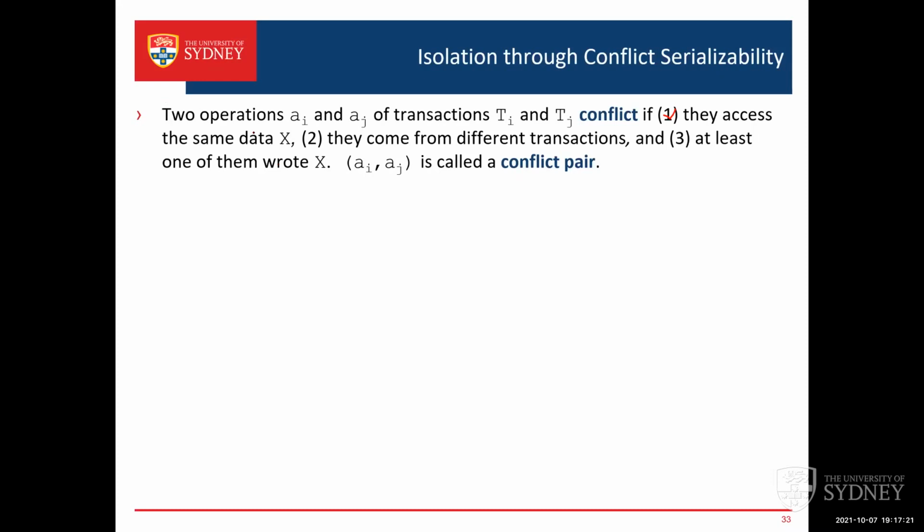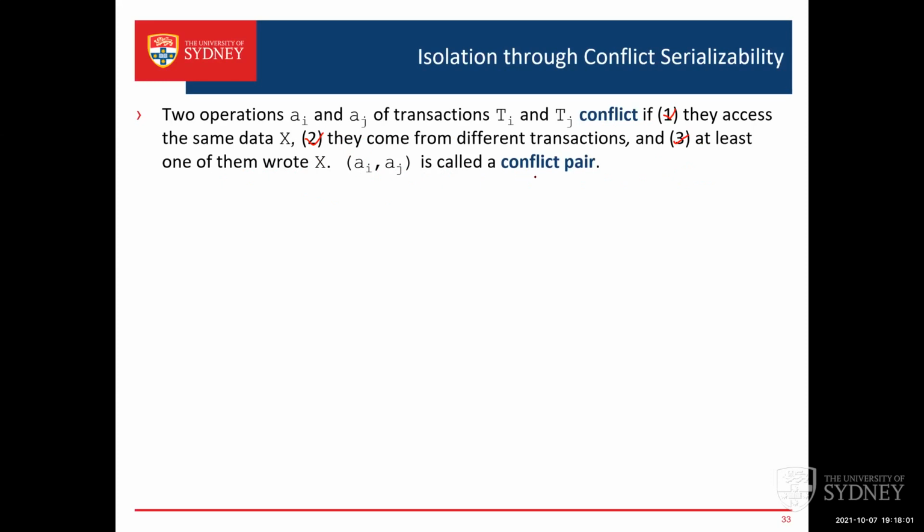Second condition, they come from different transactions. If they are from the same transaction, there is no conflict, because in the same transaction we always perform operations one by one. If the reading is there, we perform the reading, then the writing. Only when they are coming from different transactions might there be some conflict. And the last, important one, is that at least one of them is writing on X. If all three conditions are met, then we say Ti and Tj are a conflicting pair.